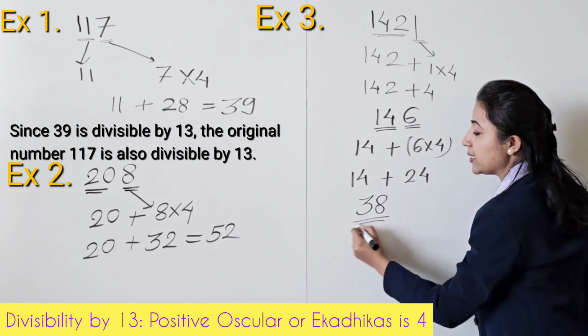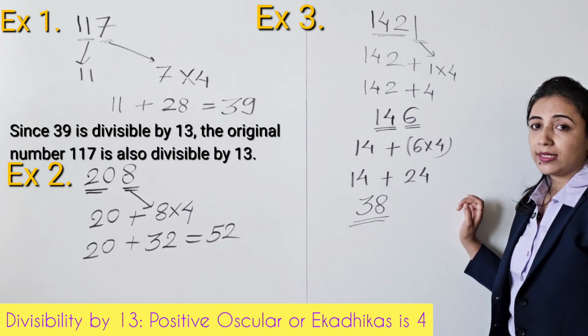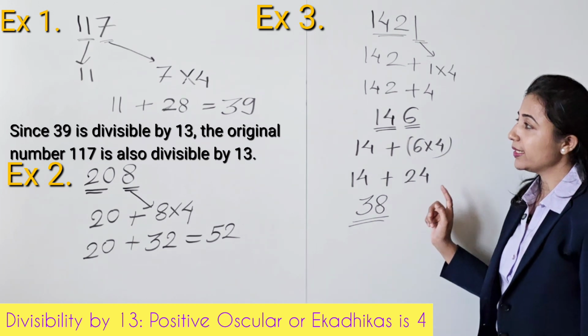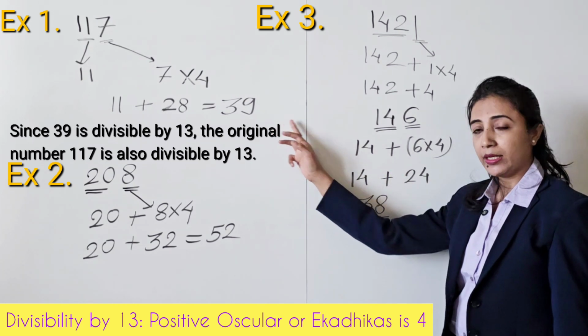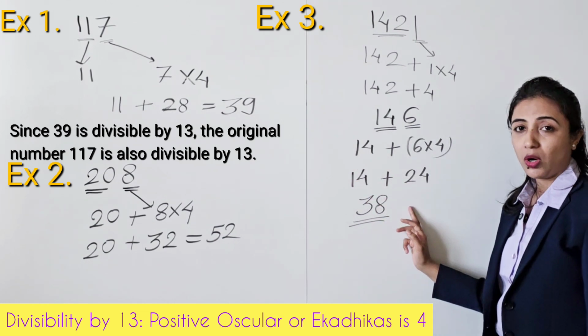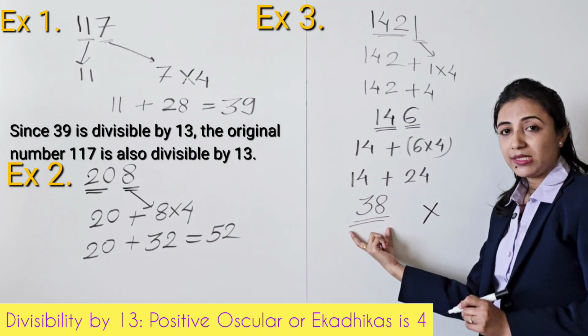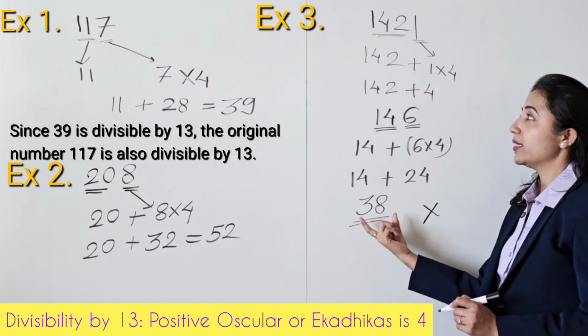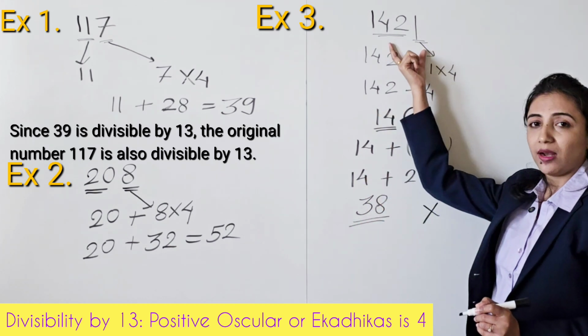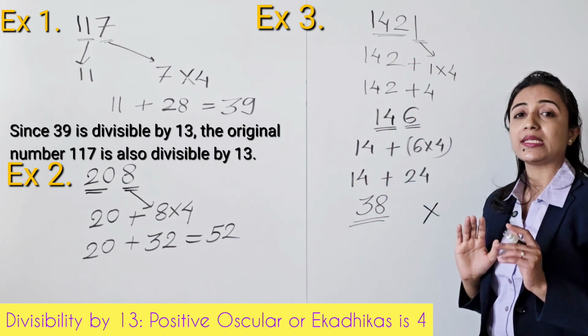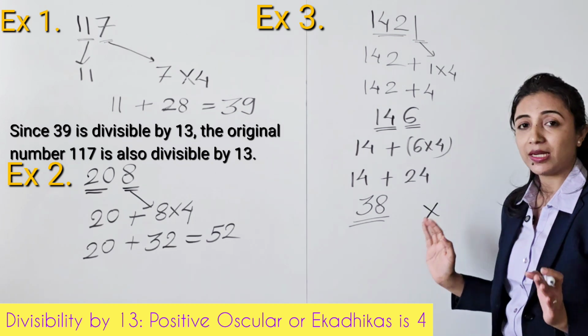Is 38 divisible by 13? No. 13 threes are 39. 13 threes are 39, so 38 is not divisible by 13. Hence, our answer is not divisible by 13. It means that our original number 1421 is also not divisible by 13.